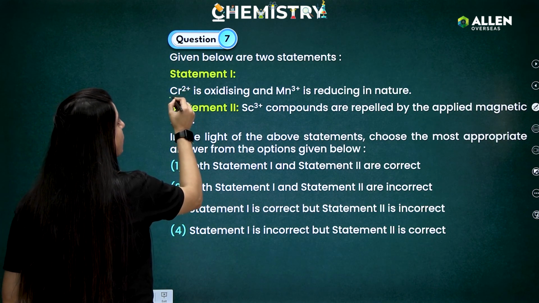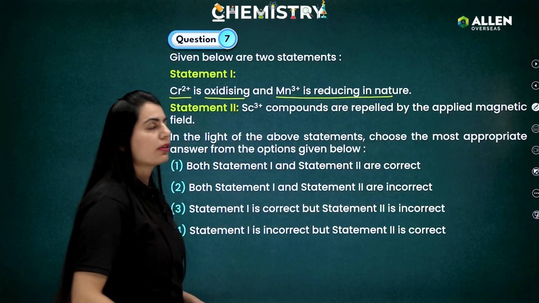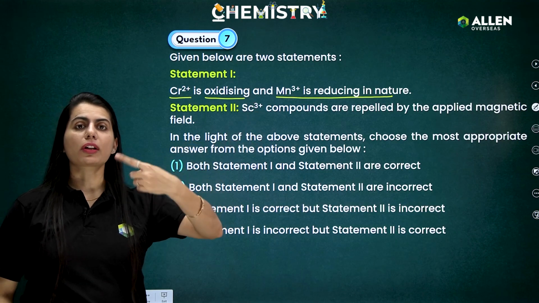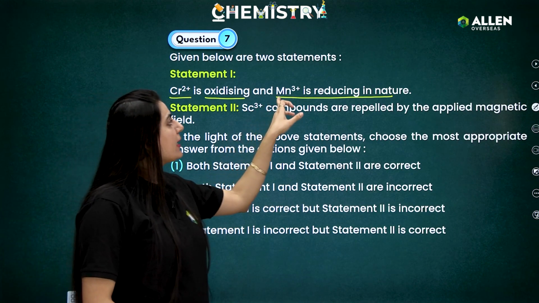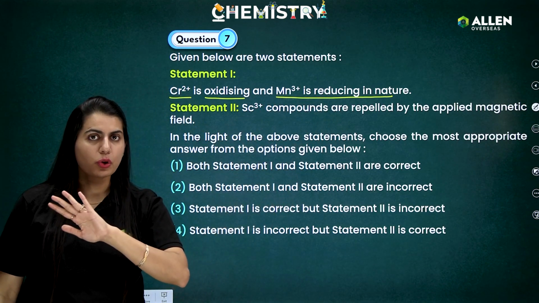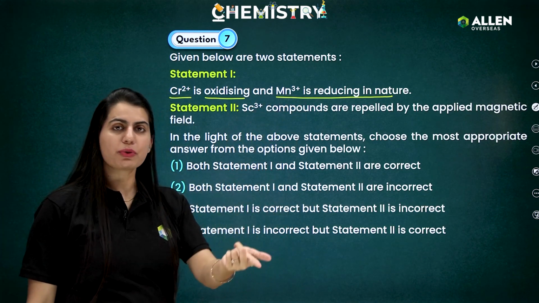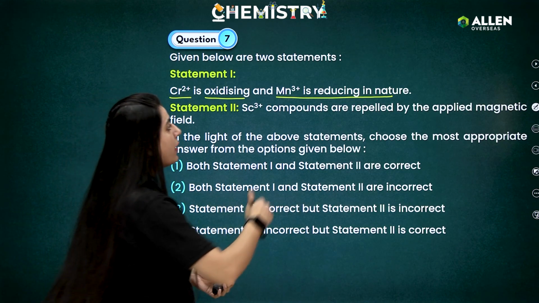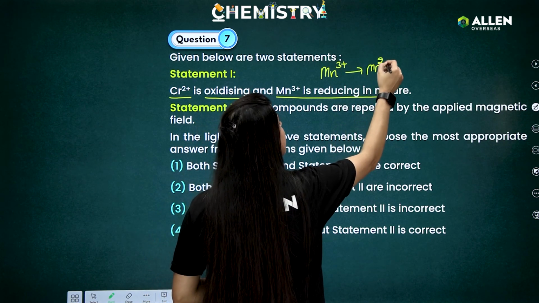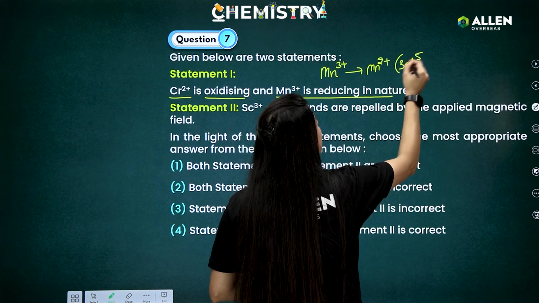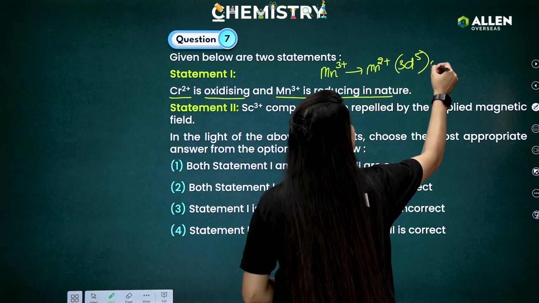Statement 1 says that chromium +2 is oxidizing and Mn +3 is reducing in nature. When we say oxidizing, we are talking about its oxidizing power, that it's an oxidizing agent. And here manganese +3 is called a reducing agent. So it is actually the opposite. Manganese would not love to oxidize itself and reduce others. It will try to reduce itself, because when it reduces itself, it becomes a d5 configuration where it is happy. So it is not reducing in nature, it is oxidizing in nature.